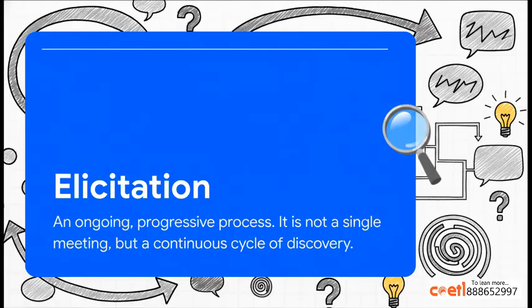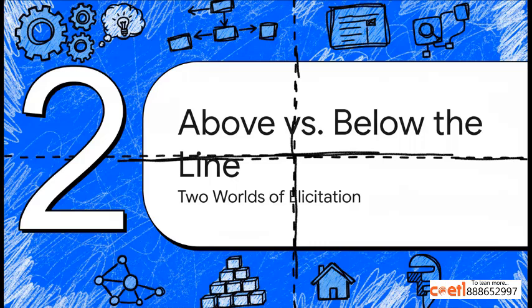Yeah, elicitation is definitely not a one-and-done meeting. You can't just pop into a room, ask a few questions, and boom, you have all the answers. No way. It's this ongoing, progressive discovery, a constant cycle of communication. And if you don't have a structured approach, let's be honest, you're pretty much just guessing. Okay, so how do we bring some structure to this whole process? Well, there's a really simple but super powerful mental model you can use.